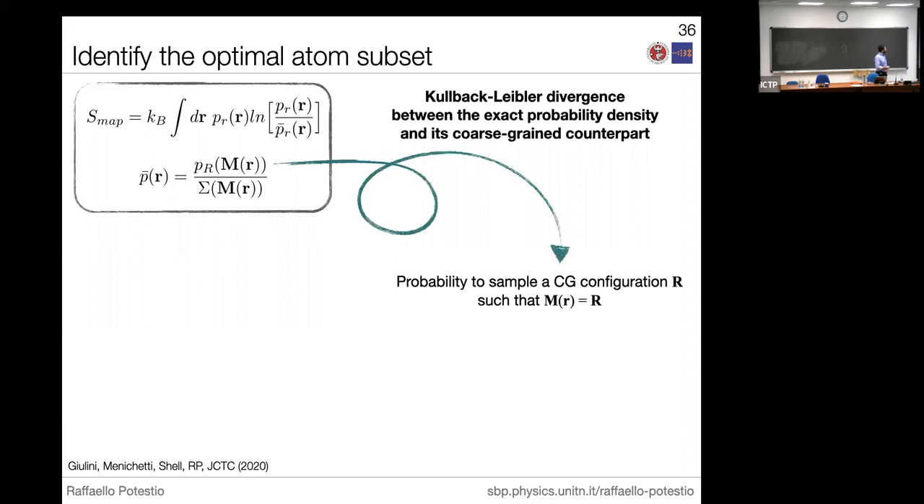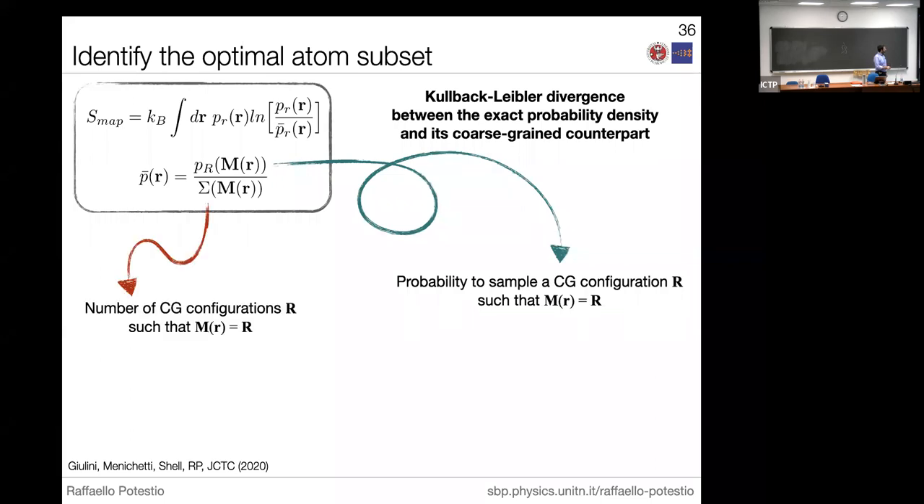That is to say, this probability distribution is obtained by computing the probability that a certain high resolution configuration belongs to the cluster of configurations onto which the high resolution configuration maps at the coarse grained level. This was horrendously said, so I will try again. This function takes the high resolution configuration and provides the resulting coarse grain configuration. This is the probability of sampling a given coarse grain configuration. This is the probability of sampling a high resolution configuration that maps onto the coarse grain configuration that you provide as an input to this probability here.